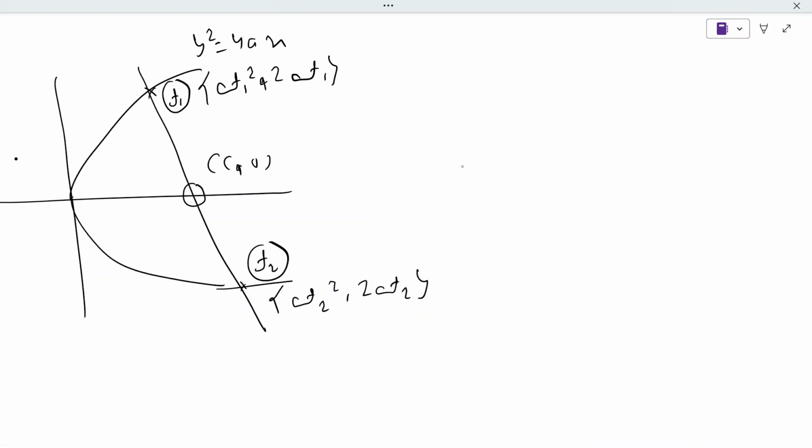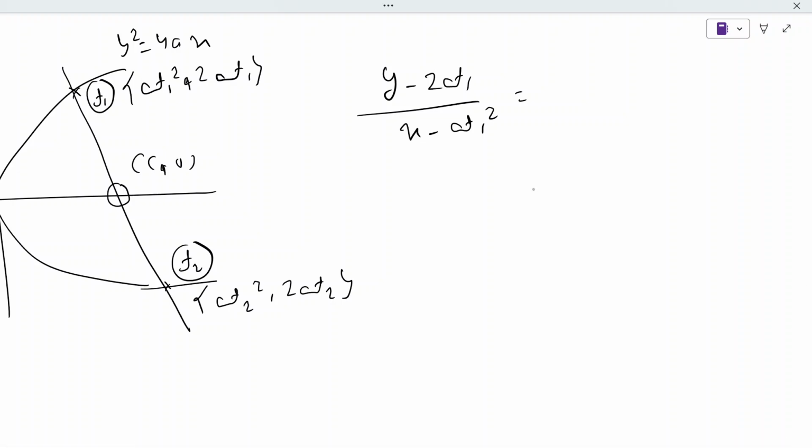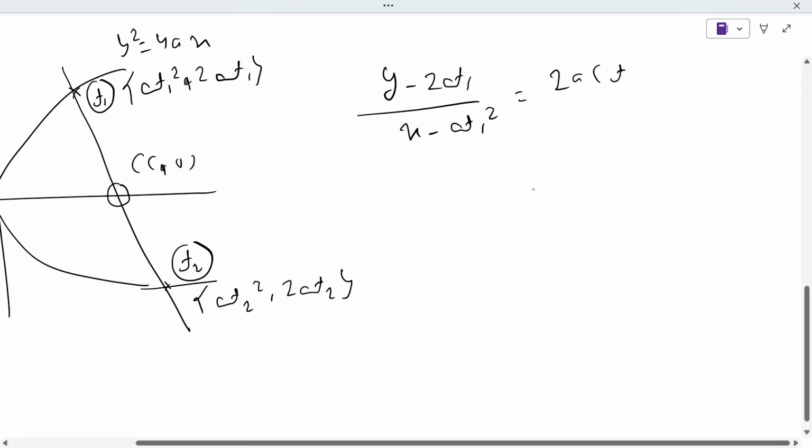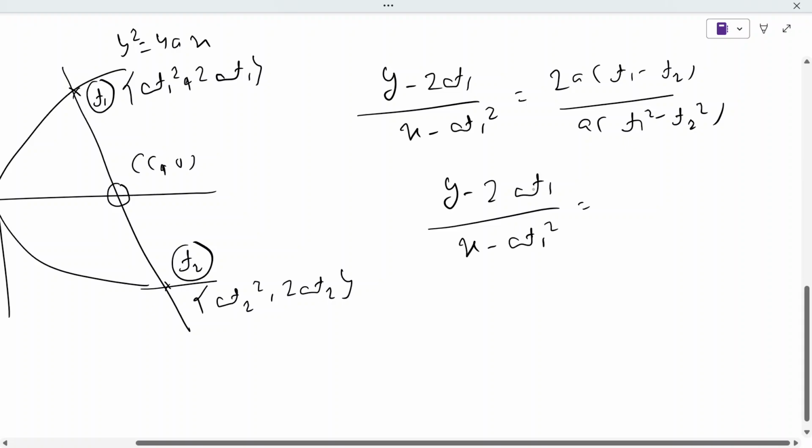So we can write the equation of the chord: y minus 2at1 upon x minus at1 square should be equal to the slope of the line, which is 2a(t1 minus t2) divided by a(t1 square minus t2 square). After a little manipulation, if you expand it by a square minus b square, we get (t1 minus t2) multiplied by (t1 plus t2). So it will be 2 by t1 plus t2.